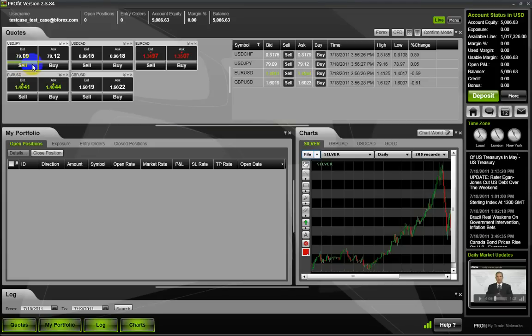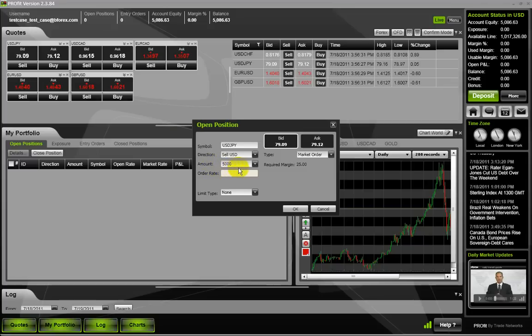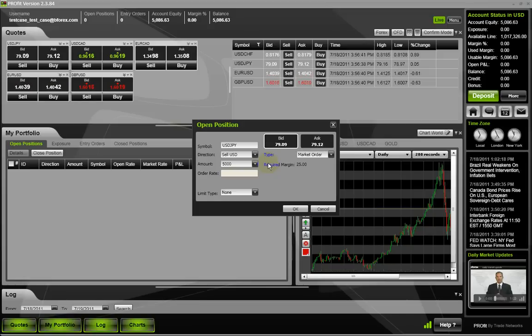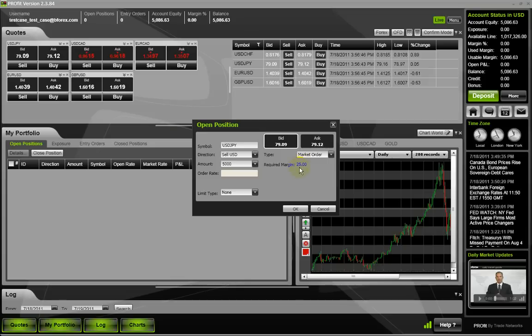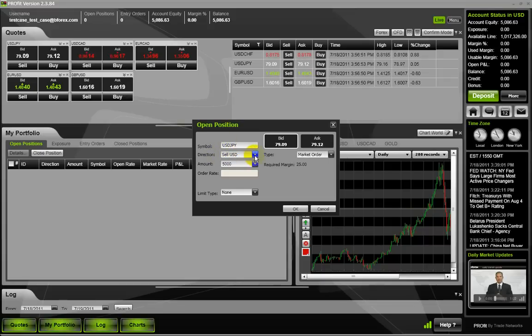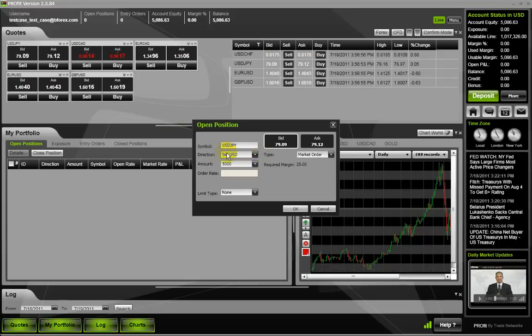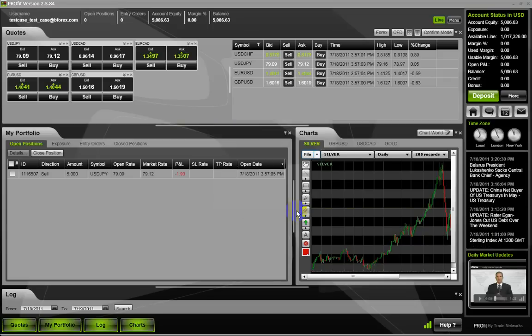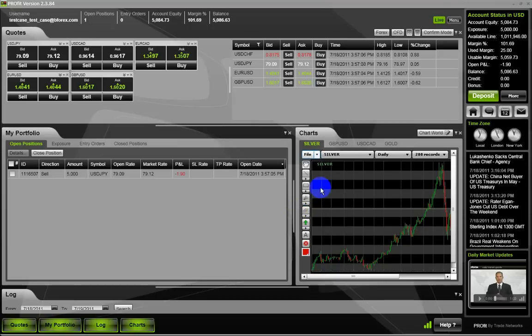Now, once we open the position, you're going to notice that the amount is 5,000. So this is the minimum amount, and the amount is already taking into account the leverage that's applied. So we can see that a required margin here is $25, and that will open up a position that's worth 5,000 US dollars. Okay, and here we can see the direction is that we're selling. That means we're selling US dollars, which is the base currency, and buying Japanese yen, which is the secondary currency. Now let's go ahead and click OK to open up this position and see how it's affecting our account.